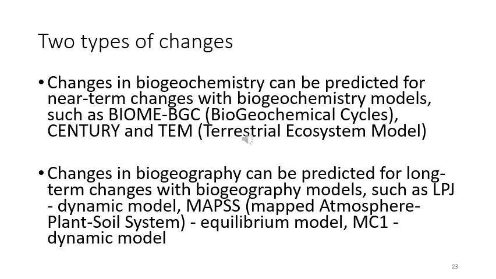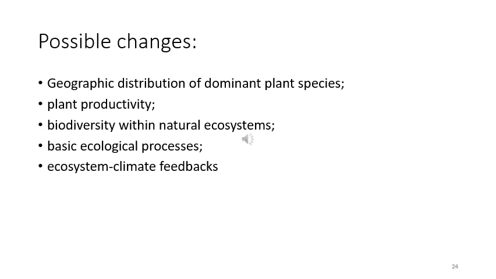Essentially, when we speak about biogeography models, you can think of them as GIS maps, showing you how the entire geography of our ecosystems is changing following the temperature changes, precipitation changes, and other climate changes. So what kind of changes are happening in the ecosystems? Well, first of all, the geographic distribution of dominant plant species is changing. So the entire ecosystem is changing, but also the structure of the ecosystem is changing.